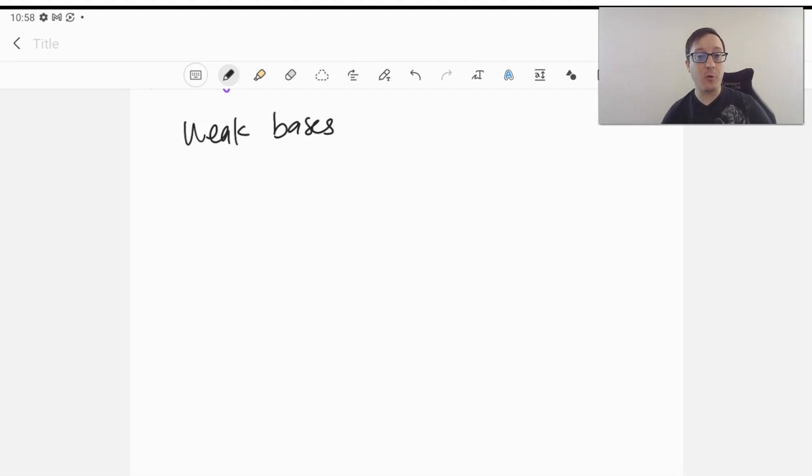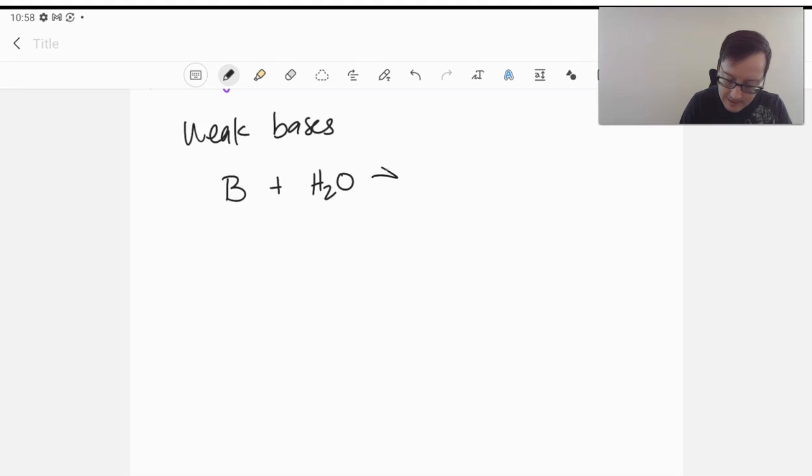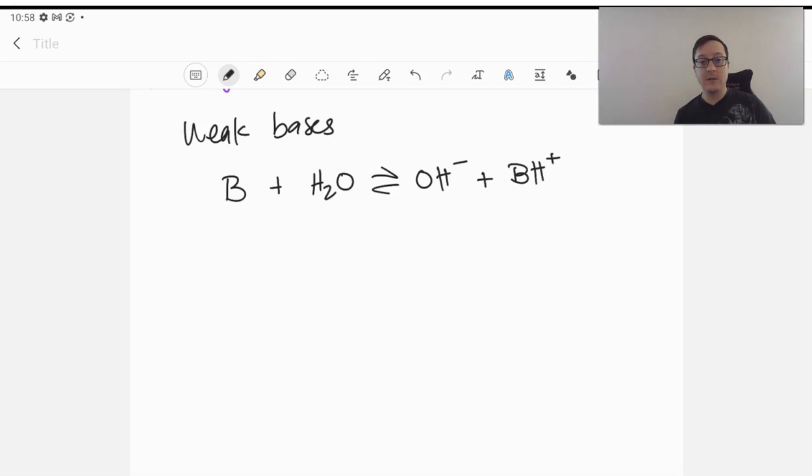We can also talk about weak bases. We know strong bases, like strong acids, completely dissociate and make their hydroxide. However, weak bases, as we'll see, here is our generic weak base, B, will combine with water, producing OH- and BH+. So the base will abstract a proton from water, producing hydroxide as well as the conjugate acid.